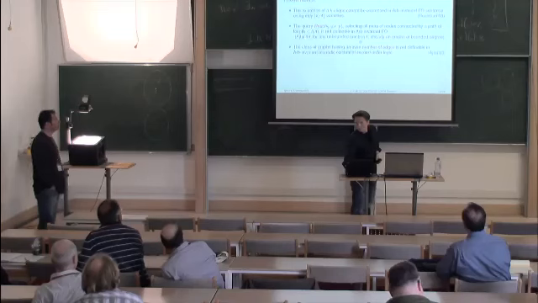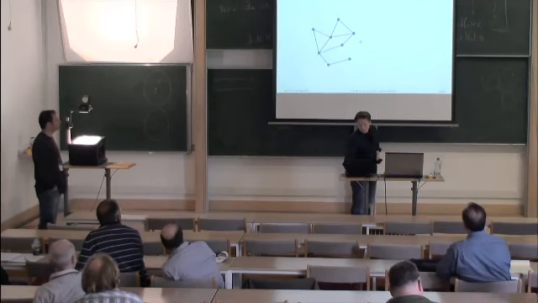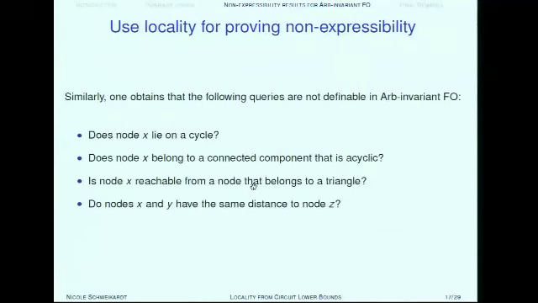Okay. Could you go back to the list of problems in the first half of the talk that you are getting with the same method? I forget what slide it was. The ones that were not ARP invariant. Yeah, you meant this, or the list of other properties where you use locality.